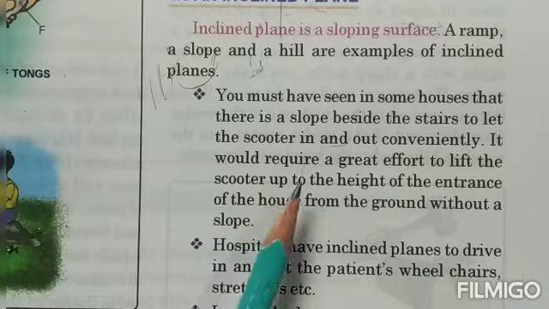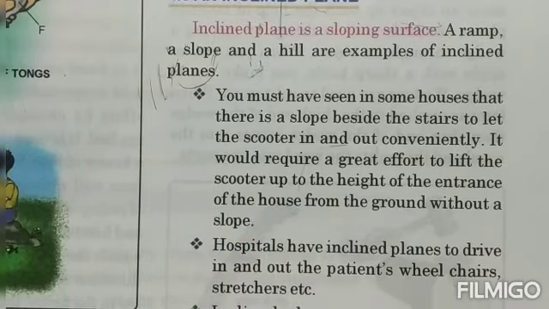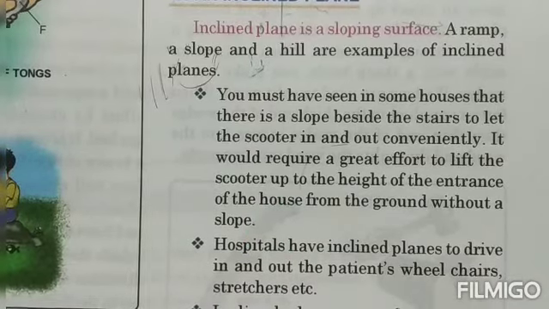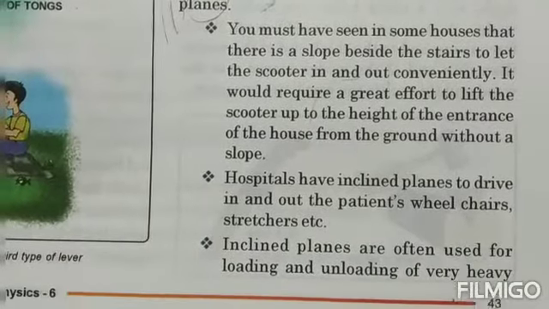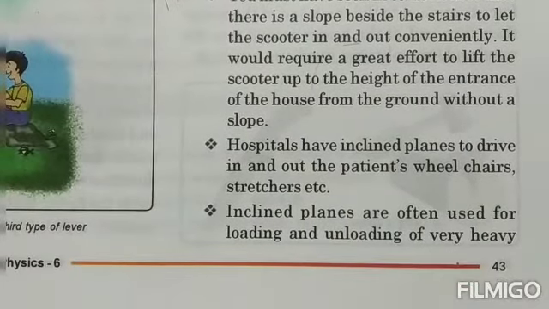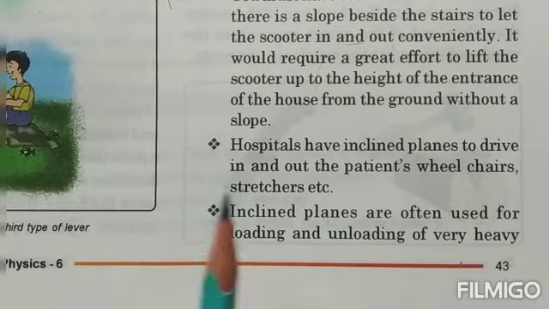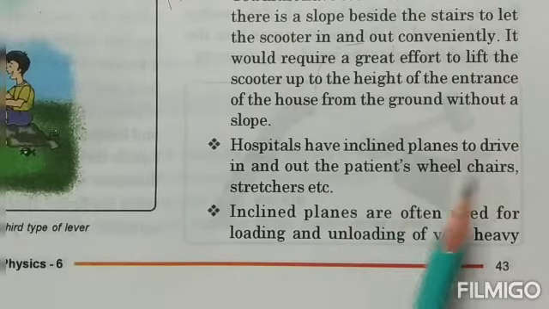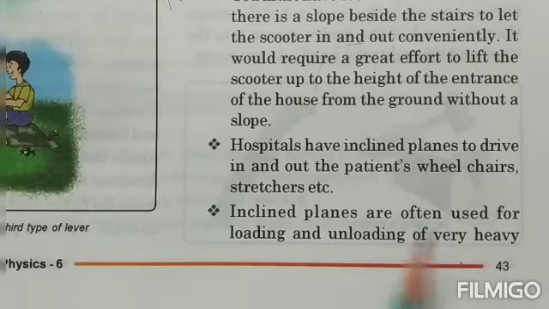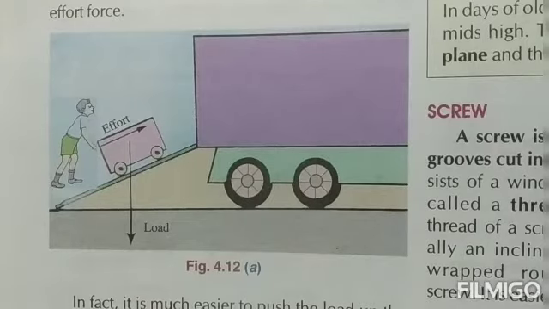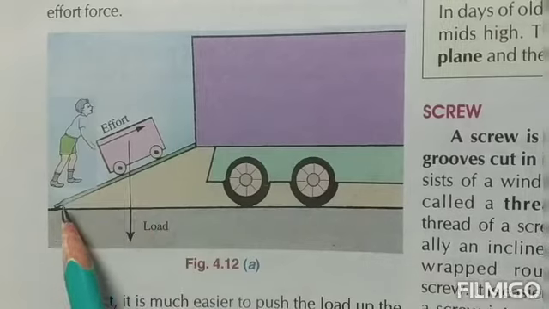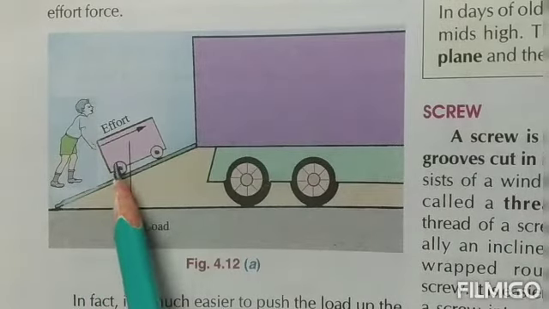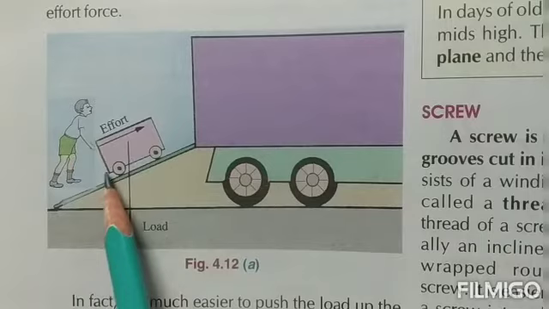So these places, they make the inclined planes, students, so that easily the things can be taken in and out of that place. In hospitals, children, they have inclined planes to drive in and out the patients that are there on the wheelchair and on the stretchers. Inclined planes are also used for loading and unloading of very heavy articles from the trucks and lorries. Now look at this, how with very little effort the load can easily be taken inside the lorry.